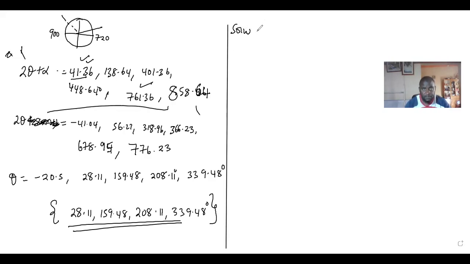Solve the equation sine theta minus root 3 cos of theta is equal to -1, for -360 degrees less than or equal to theta, less than or equal to 360 degrees. Now it's a minus here.